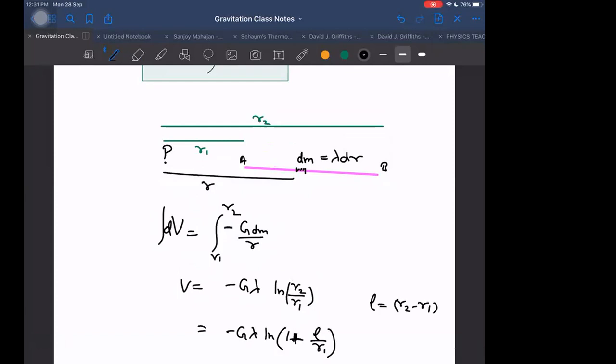That will also we can write in terms of length L. In terms of R1 and the rod of length L, where R1 is the closest end. Okay.